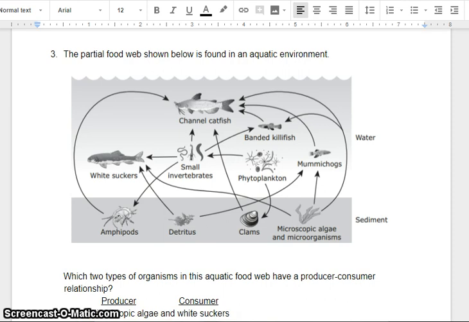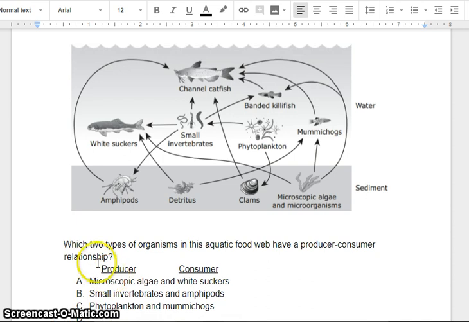Number 3. The partial food web shown below is found in an aquatic environment. Which two types of organisms in this aquatic food web have a producer-consumer relationship? A. Microscopic algae and the white sucker fish. B. The small invertebrates and the amphipods. Or C. The phytoplankton and the mysids.